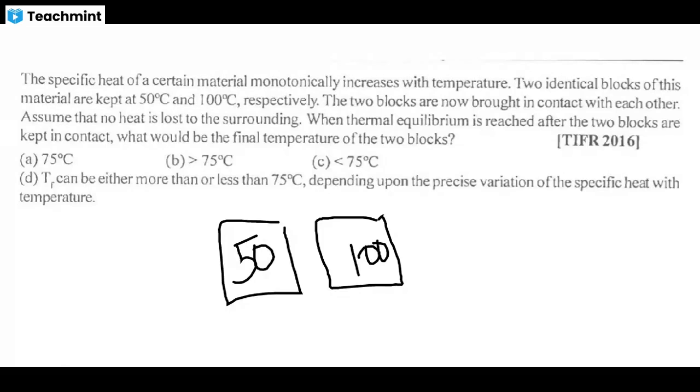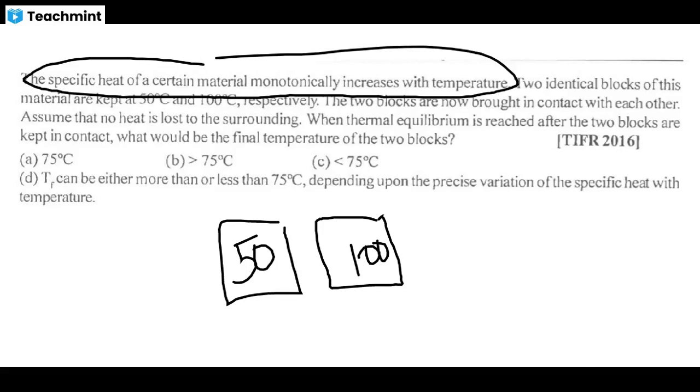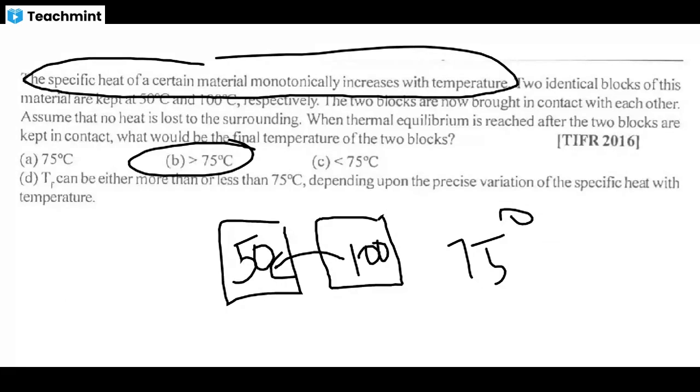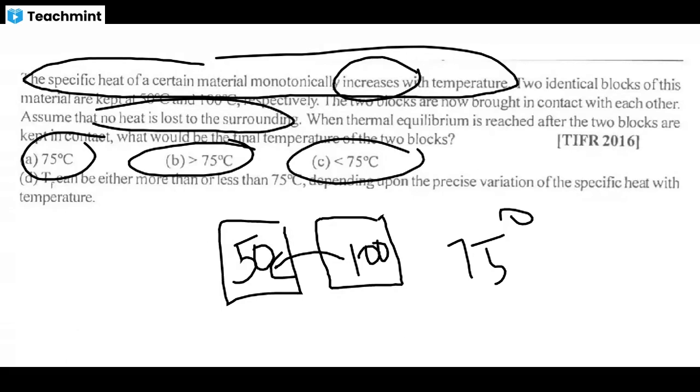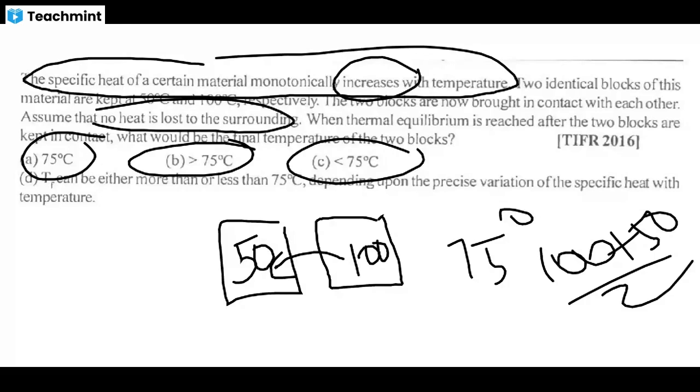Here they say the specific heat of a certain material monotonically increases with temperature. So when heat flows from higher temperature to lower temperature, the specific heat of the material is higher, increasing. The average temperature is (100 plus 50) by 2, which is 75. Because of the increasing specific heat, the final temperature is greater than 75 degrees Celsius. If it does not increase, the two temperatures would be the same and the final temperature is the average, because no heat is lost to the surroundings. If it decreases, the final temperature would be less than 75 degrees. 75 is nothing but (100 plus 50) divided by 2, the average temperature.